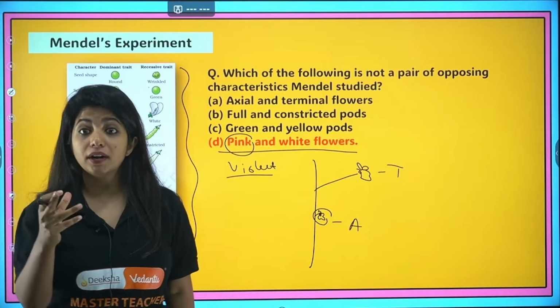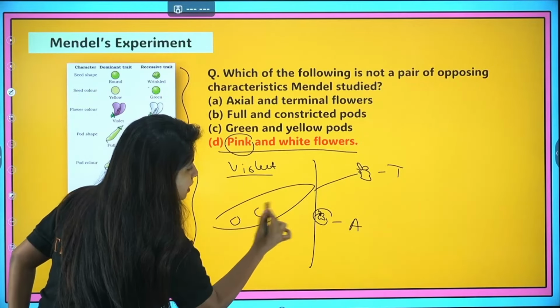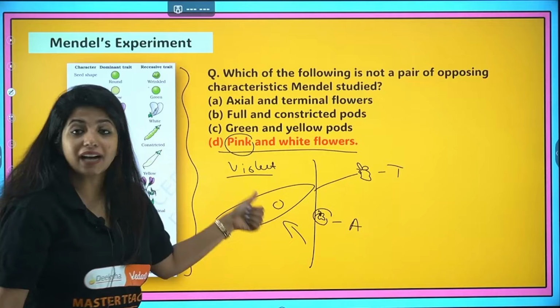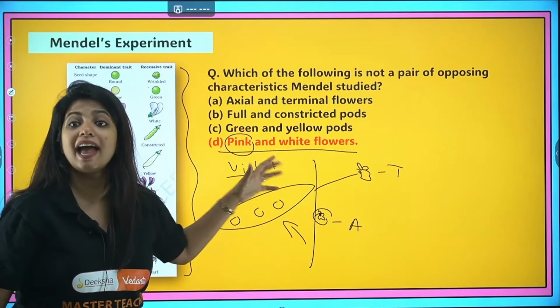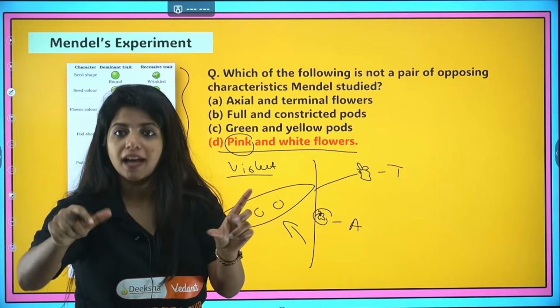Now comes the pod. Pod means the covering of the pea. You might have seen that the pea is inside a pod. So there is pod color. Green is dominant and yellow is recessive. So you always look for green pods, right, when you go to the market.